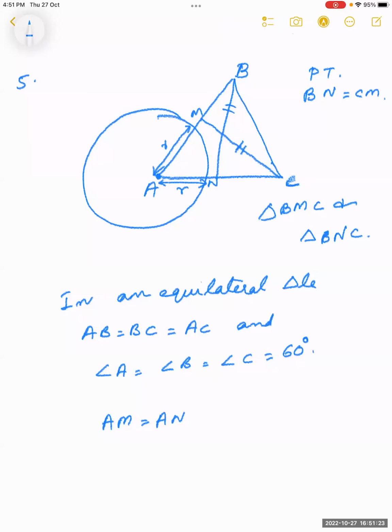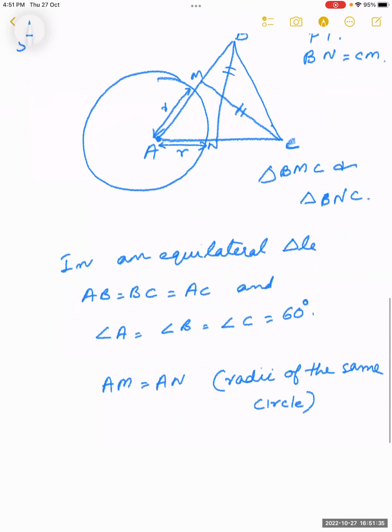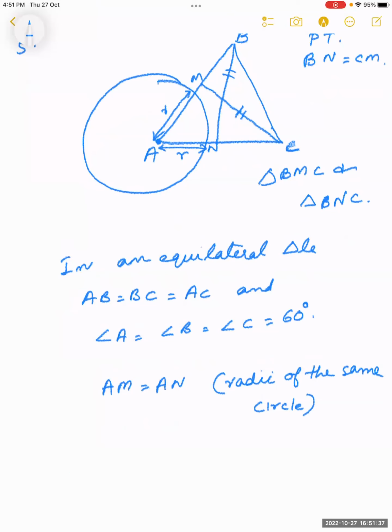AM equal to AN. Why? Because they are radii of the same circle. Because of that, these two are equal. AM and AN are equal. Now, tell me, what is AB minus AM? Can I say this is equal to AC minus AN? Can I say this?